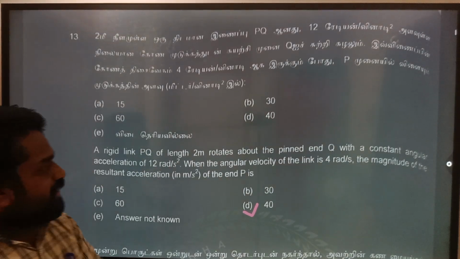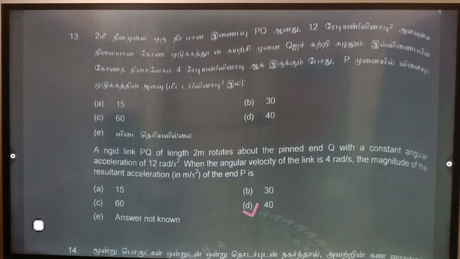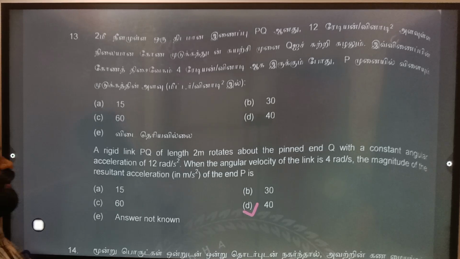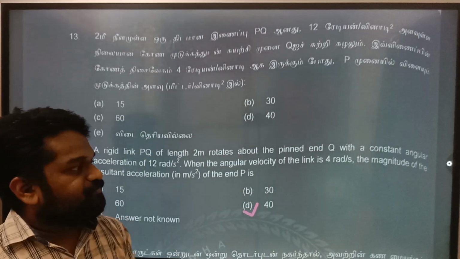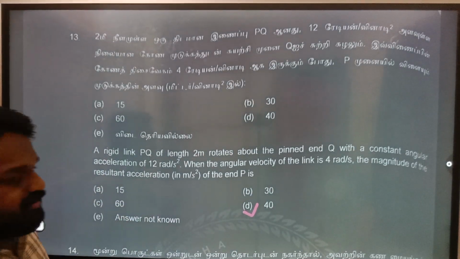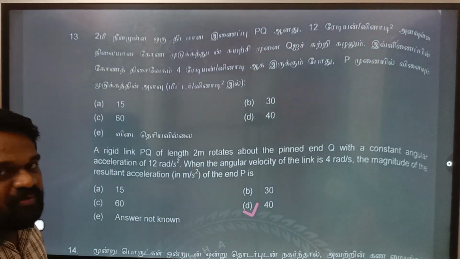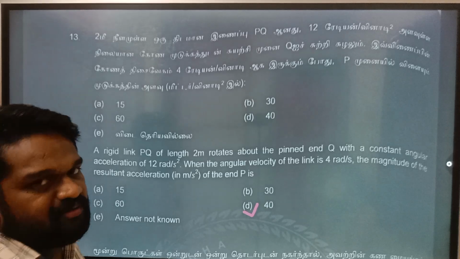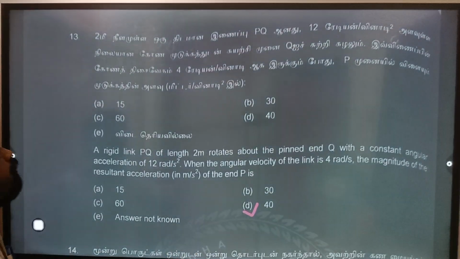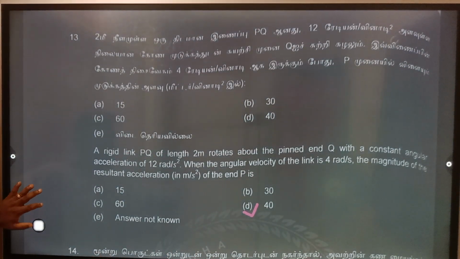13th, a rigid link PQ of length 2 m rotates about the pin at Q. On this question, the answer is 40. They asked for acceleration. The answer is 40 meter per second square. You have to check the unit; you need to bring your answer in that unit. Then you will get 40. So the 13th answer is D, 40.